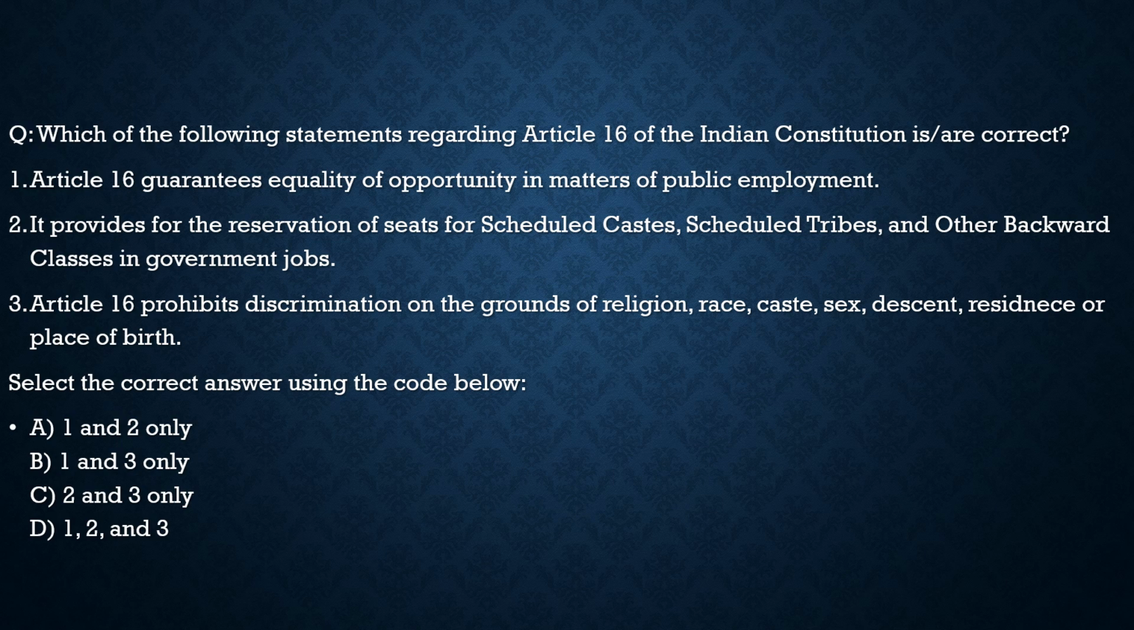It says, which of the following statements regarding Article 16 of the Indian Constitution are correct. First statement, Article 16 guarantees equality of opportunity in matters of public employment, 100% correct. Second, it provides for the reservation of seats for scheduled castes, scheduled tribes, and other backward classes in government jobs, correct. Third statement, Article 16 prohibits discrimination on the grounds of religion, race, caste, sex, descent, residence, or place of birth, 100% correct. So all the three statements are correct, and the code given below is option D.